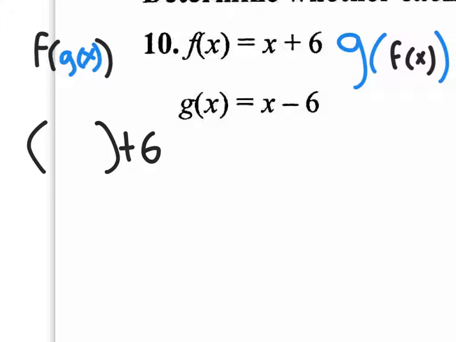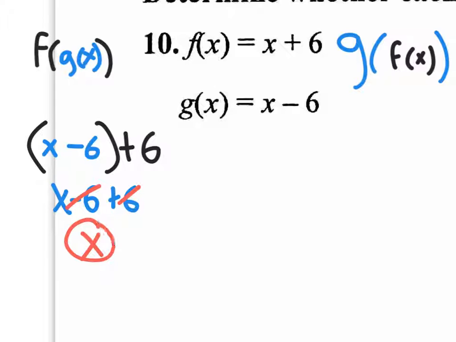You guys understand that? Okay, now I'm going to plug in my g of x function, which is really x minus 6. Now let me ask you something. Is there anything to distribute from the outside to the inside? No. So the parentheses are unnecessary. Sometimes you'll have a 3 out here, you have to distribute the 3. But there's nothing to distribute. The parentheses are pointless. So what you really have is x minus 6 plus 6. And what's x minus 6 plus 6? It's just x. So far you verified that it's just x.